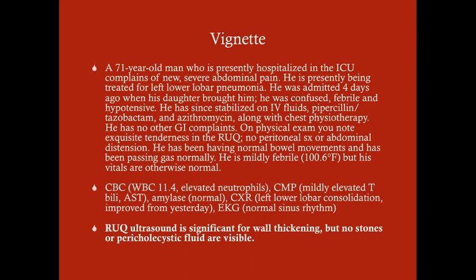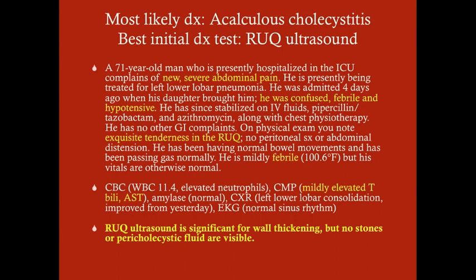And a right upper quadrant ultrasound is significant for wall thickening, but there's no stones or pericholecystic fluid visible. So all there is is wall thickening. What's the diagnosis? Just with this, you can make a diagnosis, and that diagnosis is acalculous cholecystitis. And the best test to diagnose acalculous cholecystitis is right upper quadrant ultrasound.